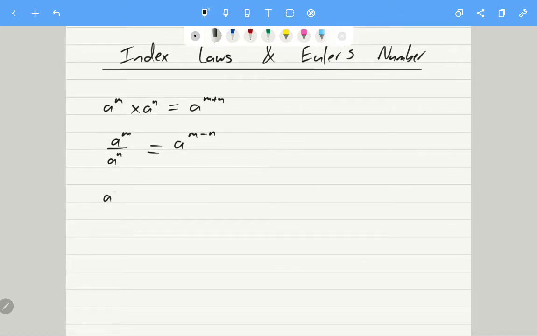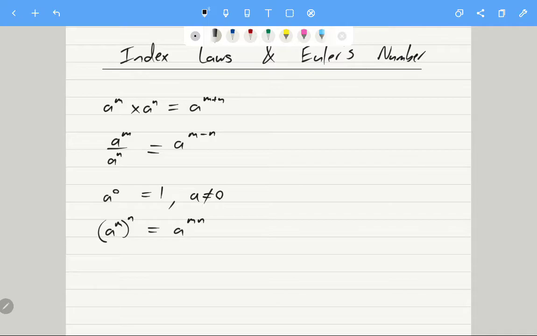If we have a to the 0, that's equal to 1, with one caveat: a cannot be equal to 0. So one restriction on it. As well with this, we also have the power of a power. So if we have a to the m to the power of n, well, that's just a to the m times n, or mn for short.